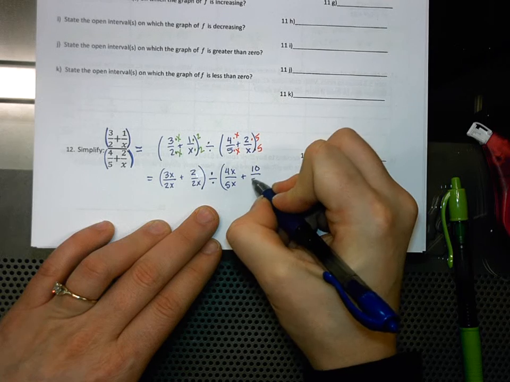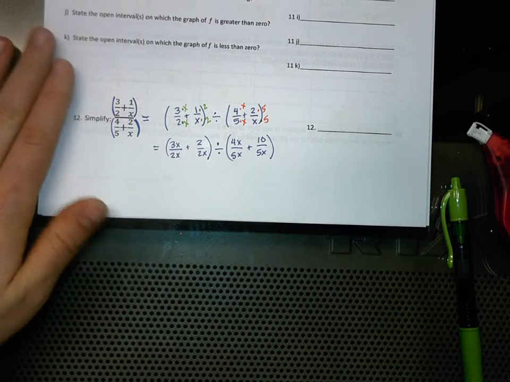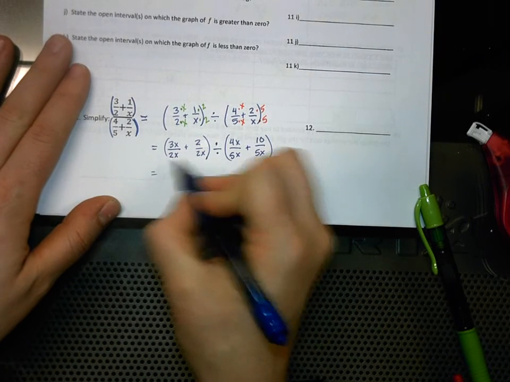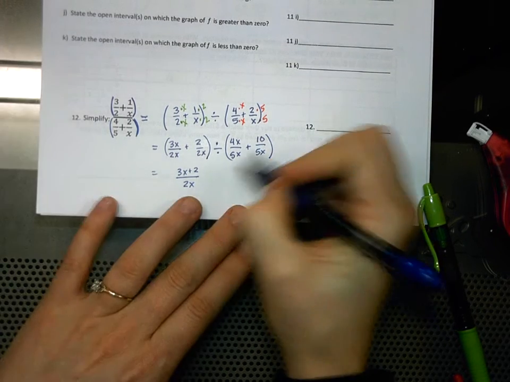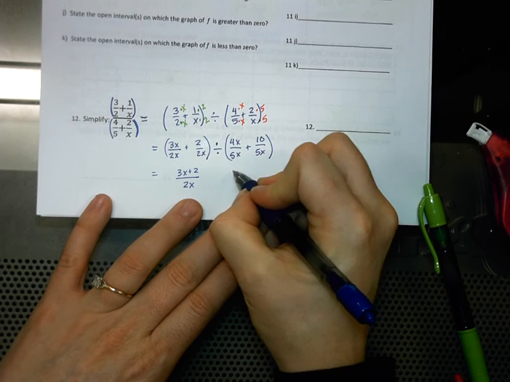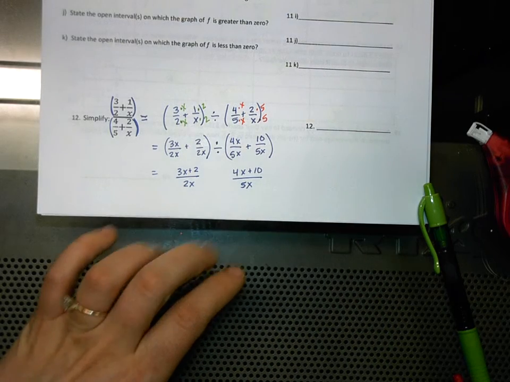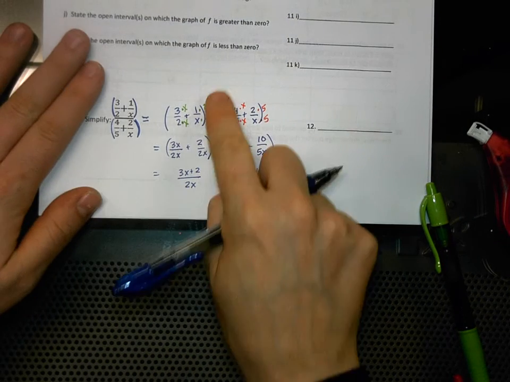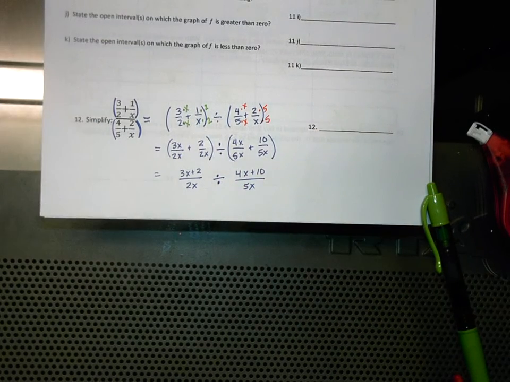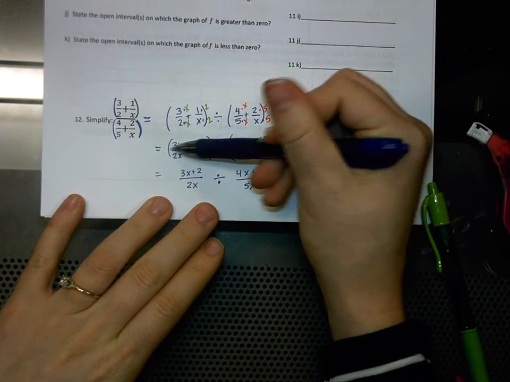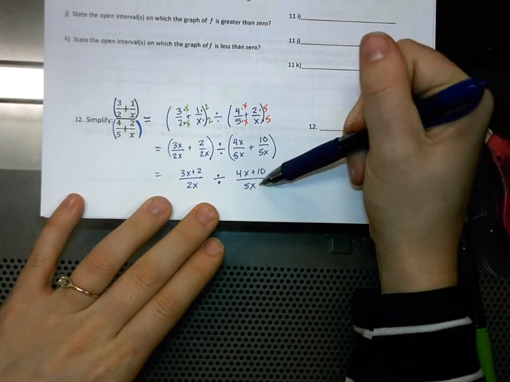Good. Now, inside each set of parentheses, do my denominators match? Yes. Okay, so let's add the numerators. This gives me 3x plus 2 over 2x. And this one on the right-hand side is? 4x plus 10 over 5x. Good. What goes in the middle of these? Division. So all I did was simplify. This is my numerator. I simplified my numerator. And my denominator. I simplified my denominator.